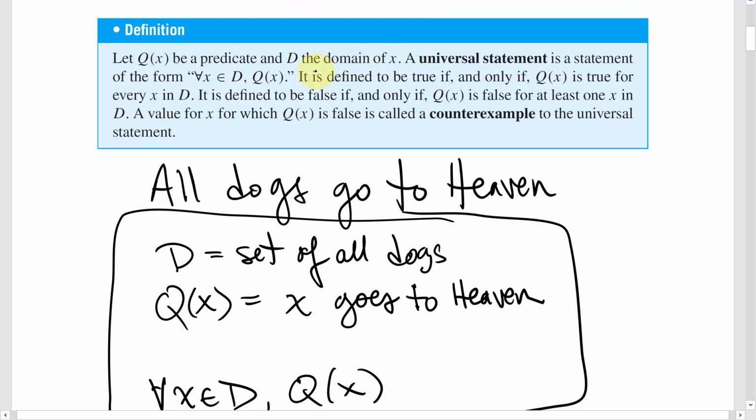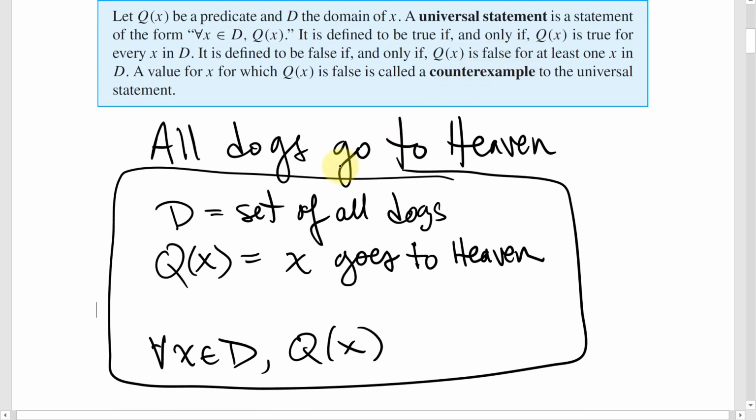So we'll finish off that definition statement. The universal statement is defined to be true if and only if Q of x is true for every x in the set D, and it's defined to be false if and only if Q of x is false for at least one x in the set D. So if there was one dog that didn't go to heaven, this would be false because there exists some x where the predicate isn't true.